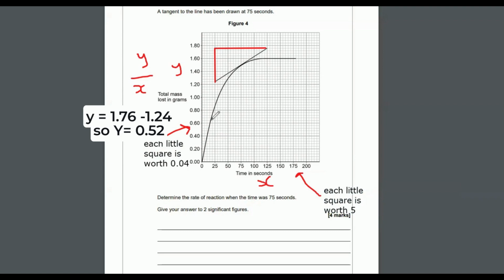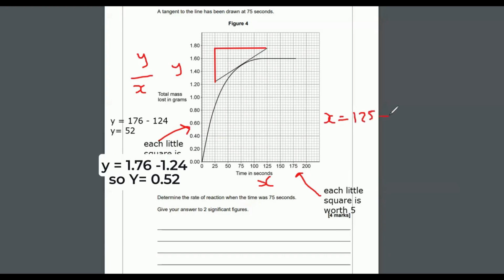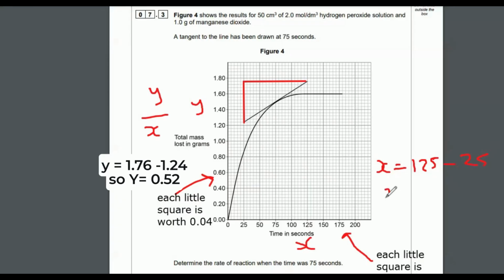So now we need to go to the top up here, and we need to measure the length of that line in little squares times 5. So x is equal to 125, and then we're going to minus 25, and that will give us our answer for x. I just zoomed in a little here so you can see it a little clearer. So x is 100. So now all we need to do is go 0.52 divided by 100, and then we need to round to two significant figures. So let's do that now.